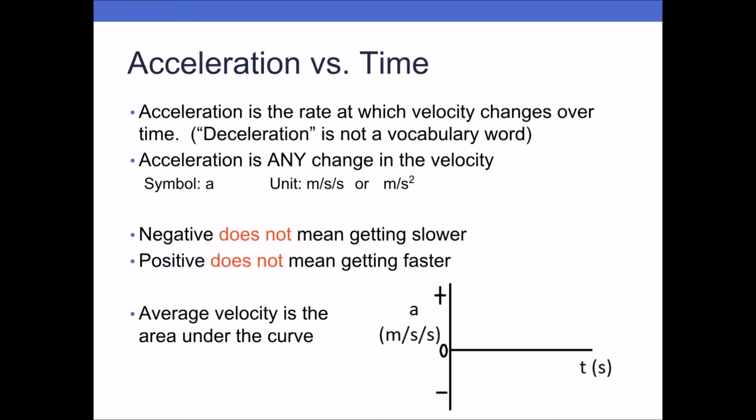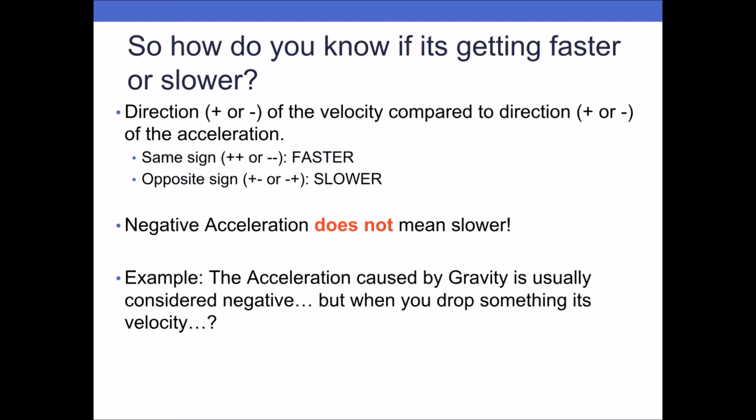Acceleration is just the rate at which velocity changes over time. And like we've mentioned before, deceleration is not really a thing that we say. Acceleration is any change in velocity: speeding up, slowing down, or changing direction. Negative does not necessarily mean getting slower, and positive does not necessarily mean getting faster. And just like we can calculate our displacement by the area under a velocity versus time curve, we can calculate our change in velocity with the area under an acceleration versus time curve.